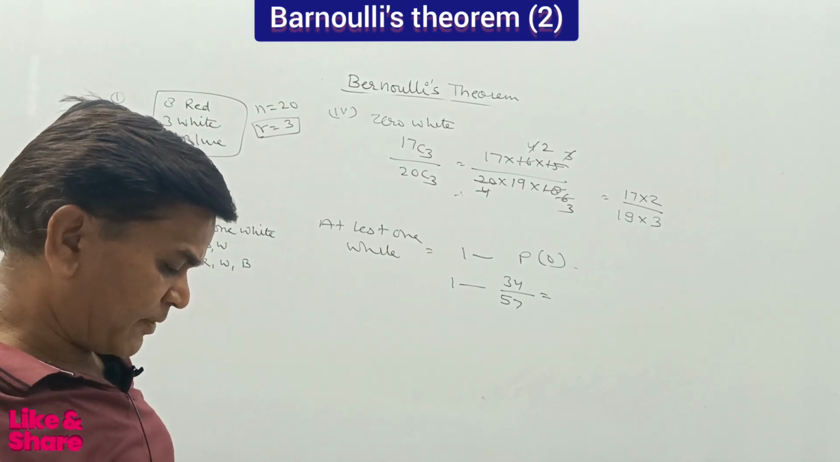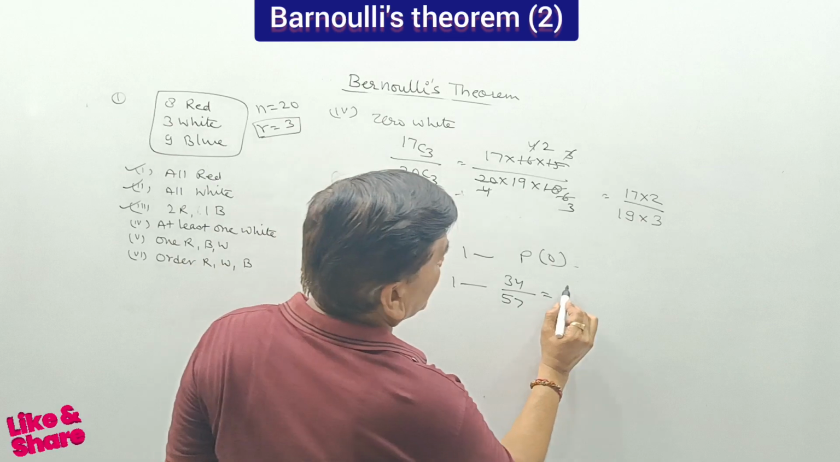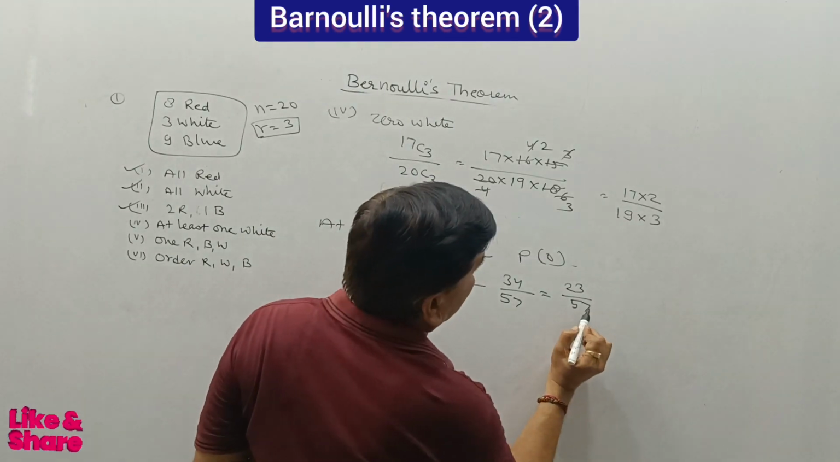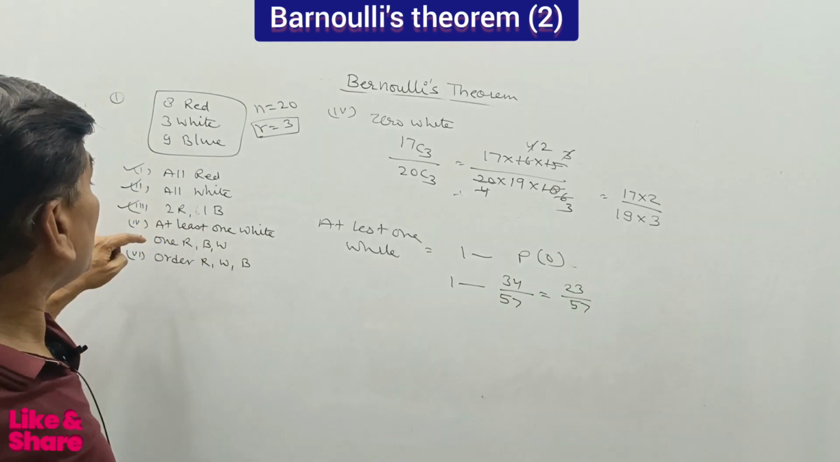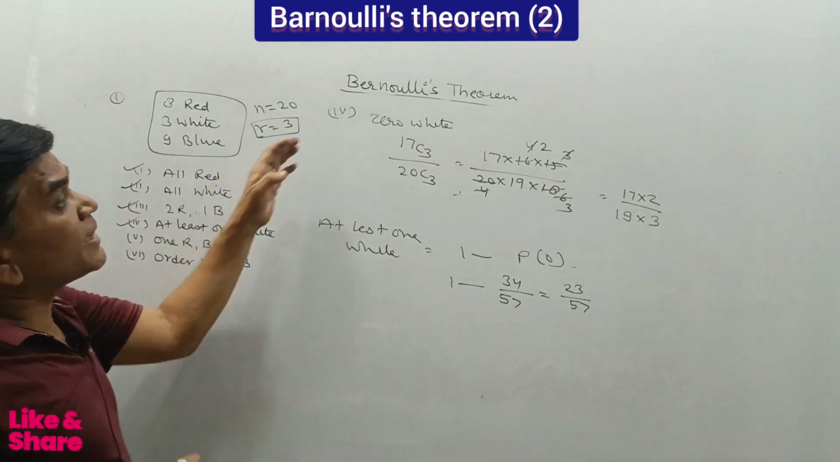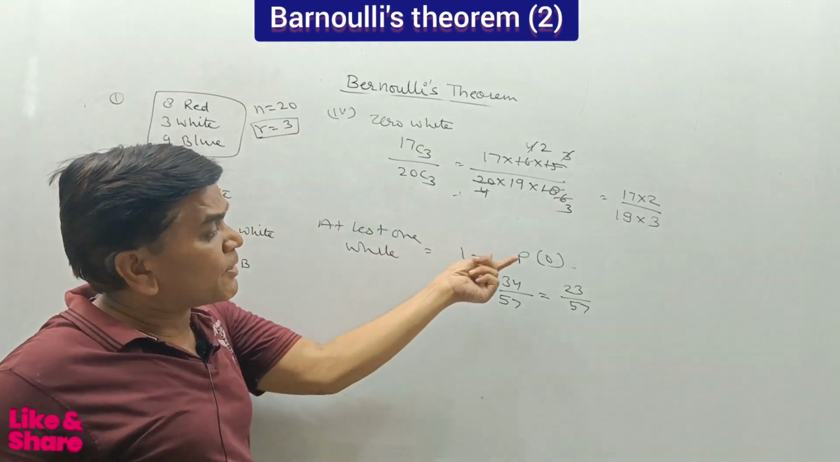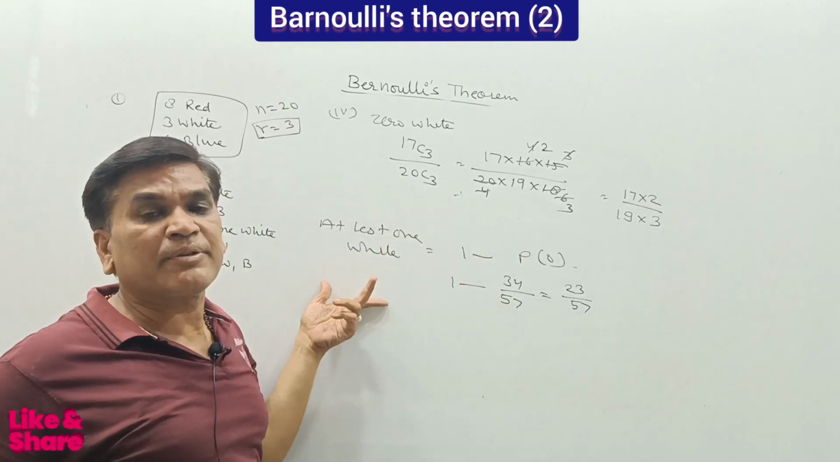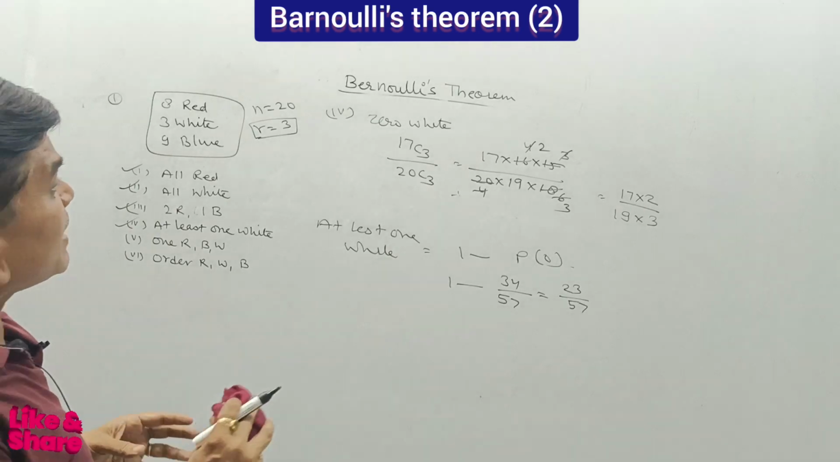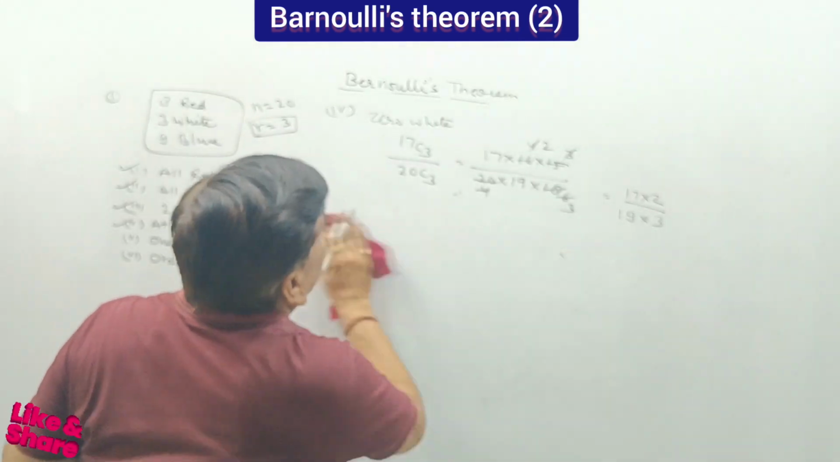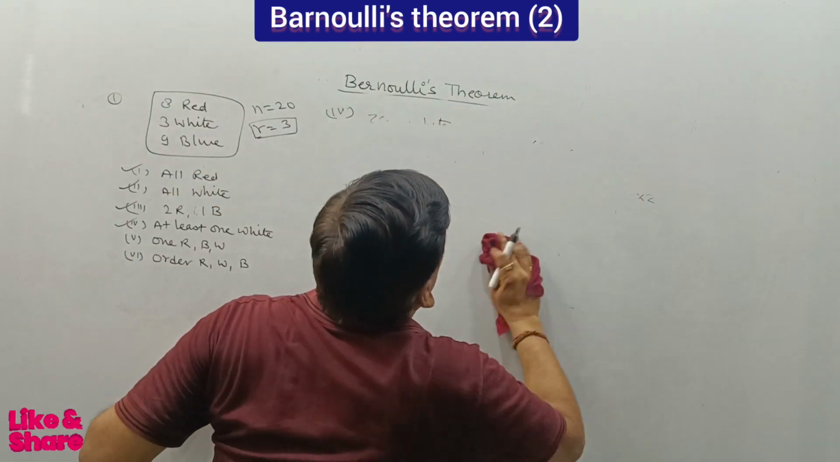57 minus 34, that is 23 upon 57. Answer will be. So at least 0 white. Firstly we will get 0 white, and 1 minus probability of 0, that is at least 1 white, is over there. Now 1 1 each, we are to calculate.